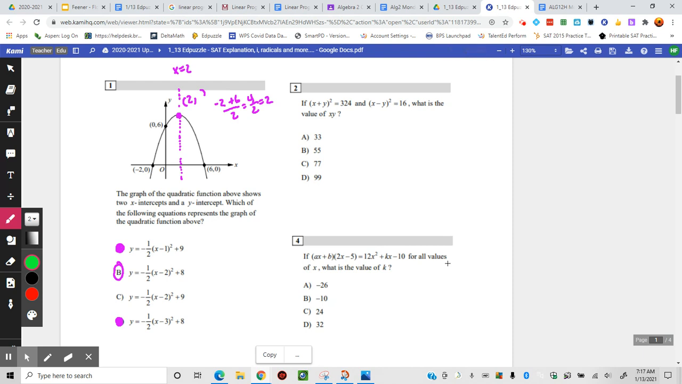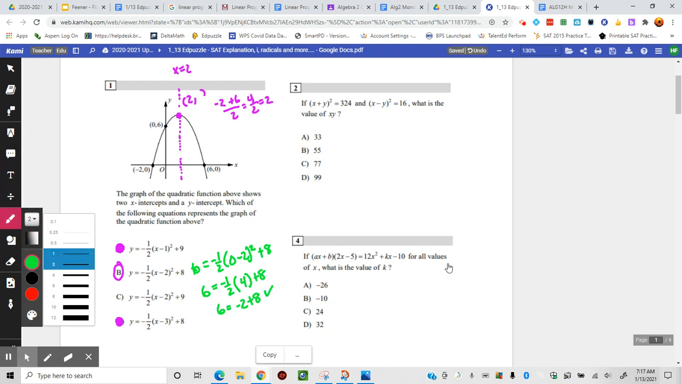I have to decide which one of these is true. I only have one other point: 0, 6. You're going to check one of these and figure out if it's true. If it's true, then that's the answer. If it's not true, then the other one is the answer. So I'm going to plug it into B. I would get 6 equals -1/2 times (0 minus 2) squared plus 8. Is 6 equal to -1/2 times 4 plus 8? Is 6 equal to -2 plus 8? It is. That's my answer.